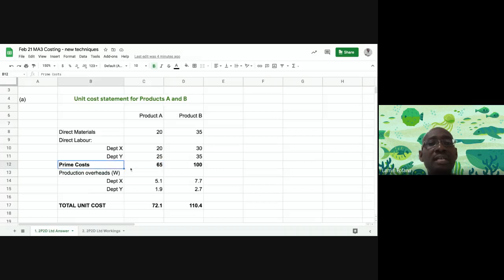Exactly. What I'm going to do is give the link of this to you on your group so that you can access this. But you are not going to be able to edit it. You can open it and view it only. So if you view it, just type the prime cost as 65 and 100, and you continue with the rest of the calculation. Is that clear, class? Yes.